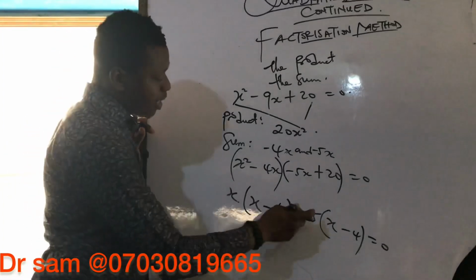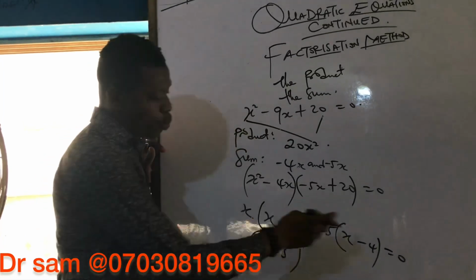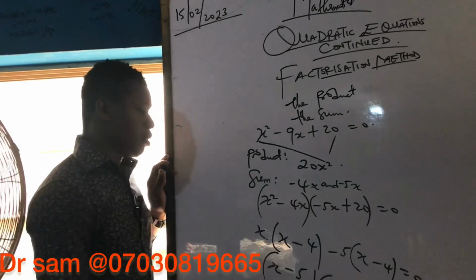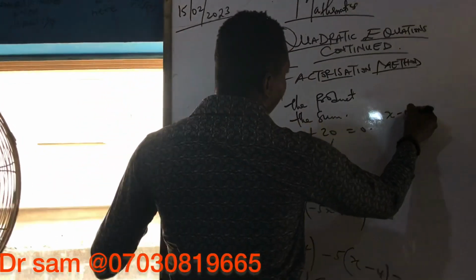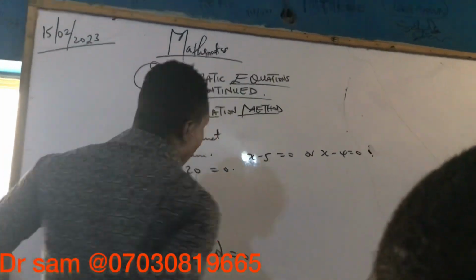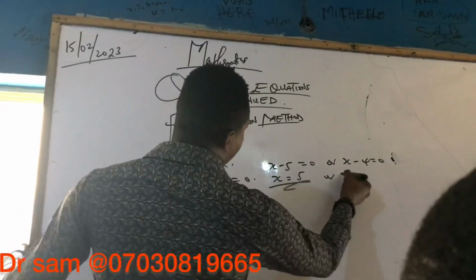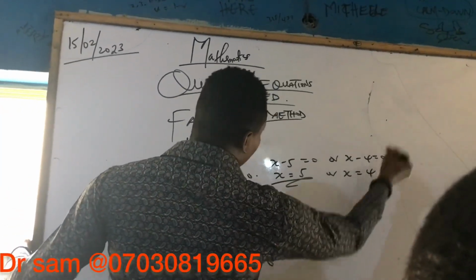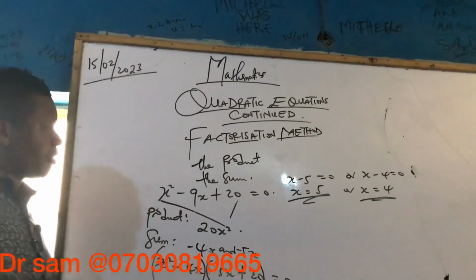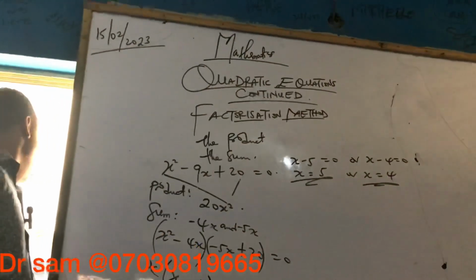Then combine the factors outside the brackets. That will be x minus 5. Pick one of the brackets, x minus 4 equals 0. So finally, x minus 5 equals 0 or x minus 4 equals 0. So x equals 5, crossing over the minus 5 becomes positive, or x equals 4, the minus 4 crossing over becomes positive 4. So that is the answer: x is 5 or x equals 4. All right, put it down.